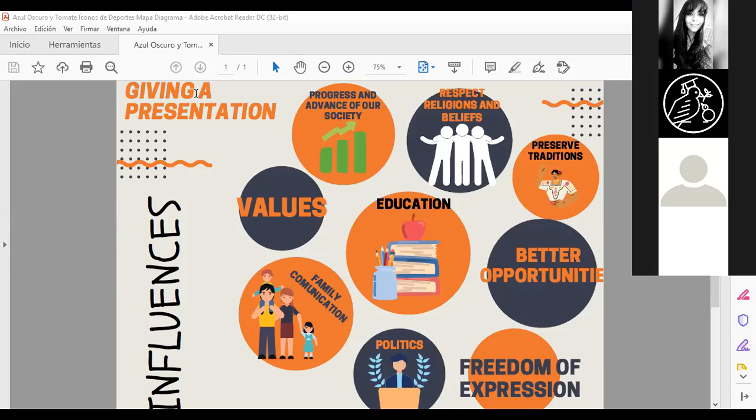Of course, the progress and advance of our society is important too, because you have to study a lot if you want to change your country, especially in a good way. And when we are talking about family communication, it's important too, because this is related with respecting their thinking. You have to love your family, your mother, your father, and your brothers and sisters if you have them. Okay. And well, my classmates will continue. All right.